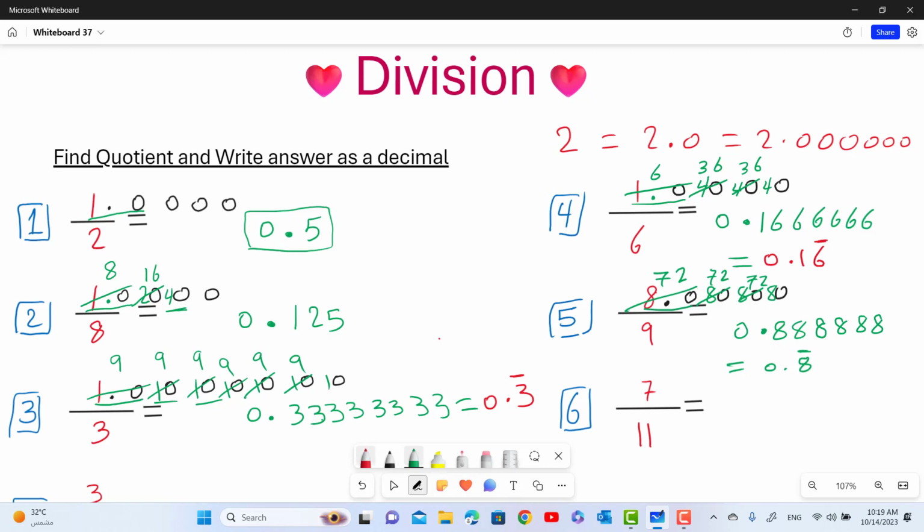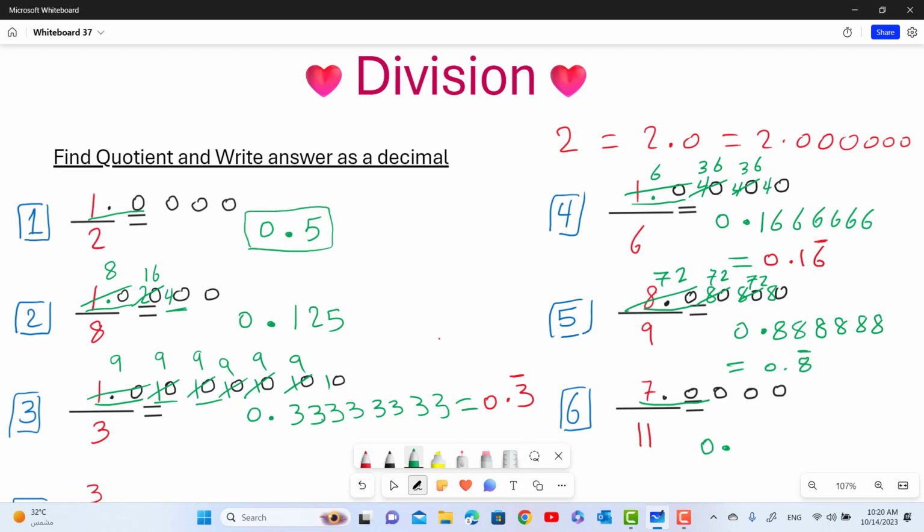7 over 11. Okay, put dot 0, 0, 0, 0. You can see 4 zeros is maybe enough. Every time, do not take a lot. 7 divided by 11, we can't. We put 0 and take the next. I pass through the dot, then I put it down here. Now it is 70 divided by 11.